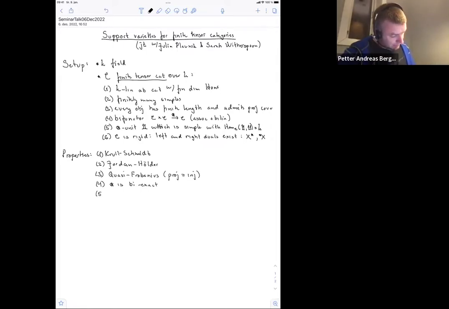And the projective objects, they form an ideal, so that if P is a projective object, then when you tensor with anything, it stays projective. So P tensor X and X tensor P are projective for all objects X. And the last three properties here, those are consequences of the fact that C is rigid.